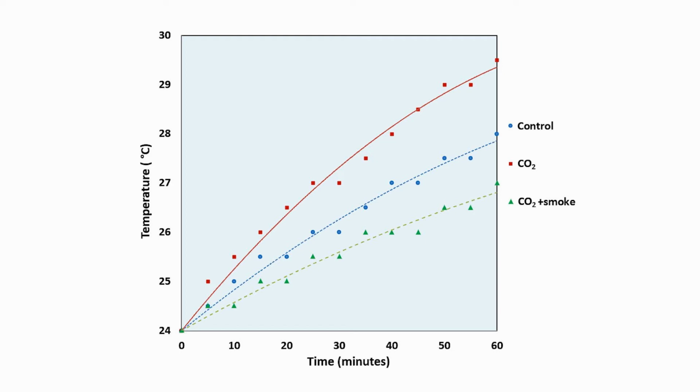The third one was carbon dioxide plus smoke. That's in the green triangles with the dashed line. That actually rose more slowly than the control. It's expected that the one with carbon dioxide would rise a little bit faster and would attain a higher temperature because it had added carbon dioxide and a stronger greenhouse effect. But what about the one with carbon dioxide and smoke?